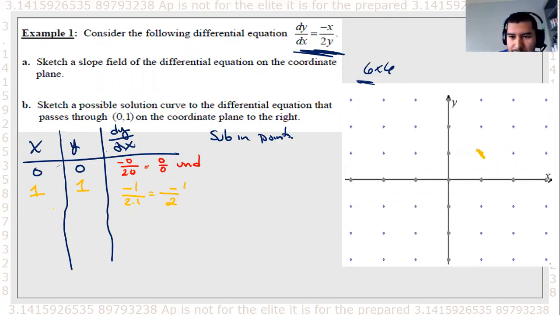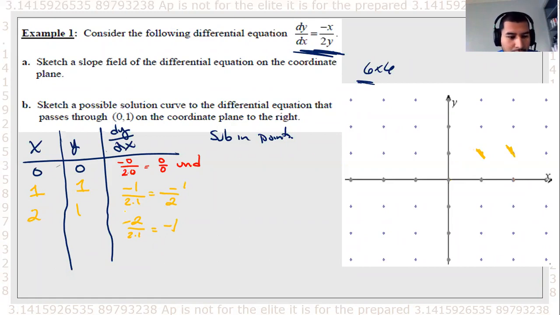Let's try a different point. Does anyone care to shout one out? All we're doing, guys, is filling in this little part. 2 and 1. So if I put a 2 for my x, I get negative 2 over 2 times 1. That gives me negative 1 at 2, 1. So at 2 and 1, I get this little negative 1.